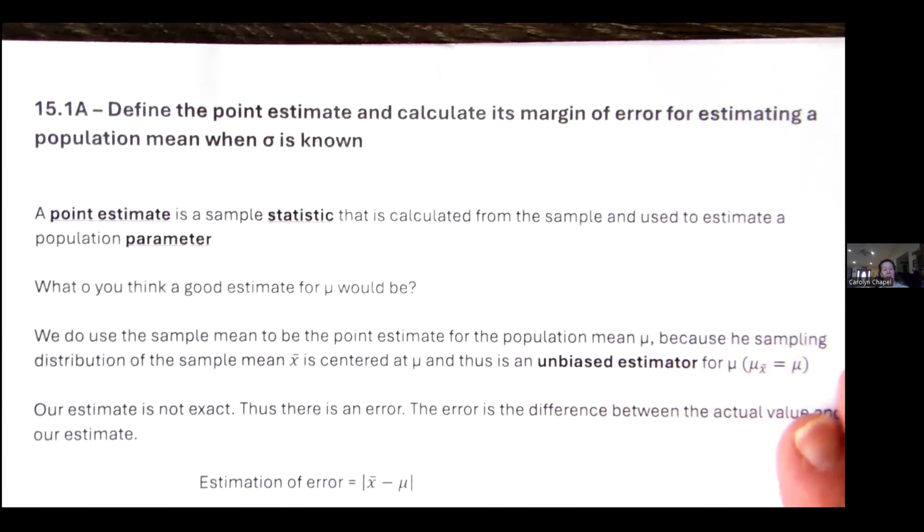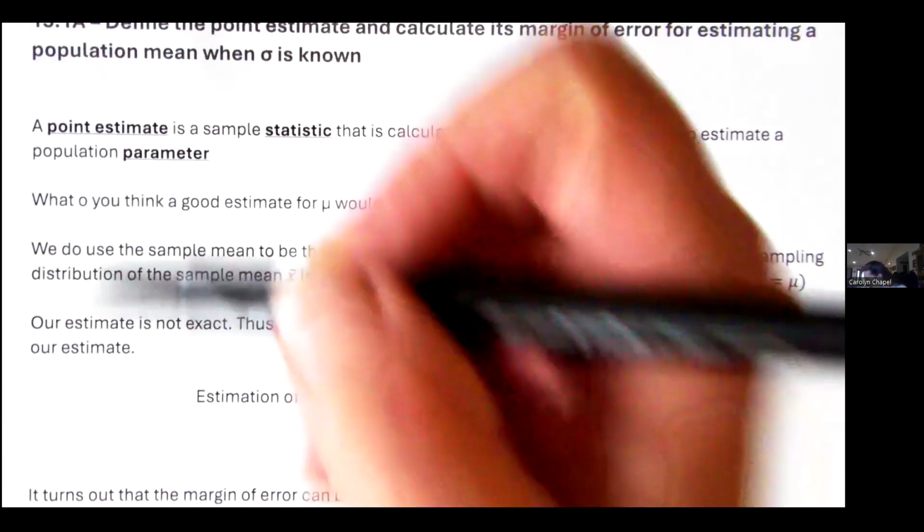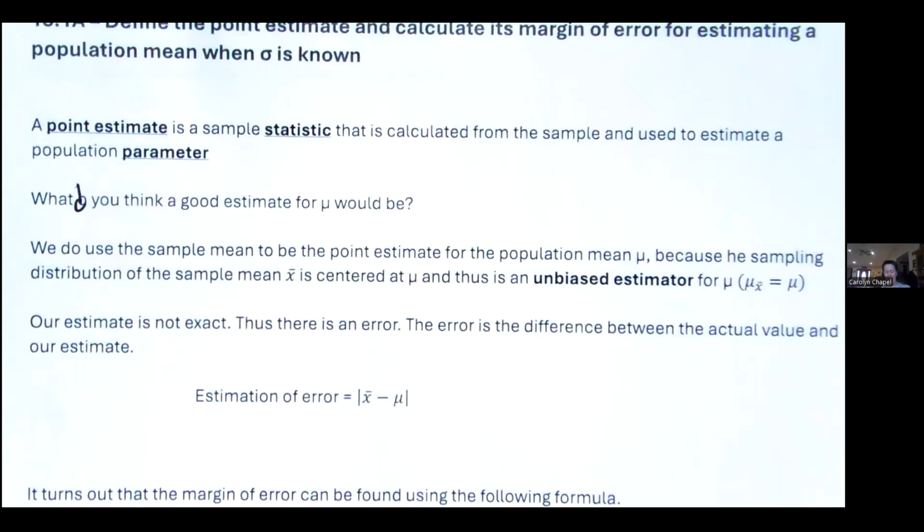So if we were just trying to think about what would be a good estimate for the population mean, I think that you guys would eventually come up with the fact that the sample mean might be a good estimate, because we're taking some things, adding them together, and we divide by however many we have. And that is exactly what we do use for our point estimate. This is considered to be an unbiased estimator because they have the same average. So the mean of our X bars is equal to the mean of the population.